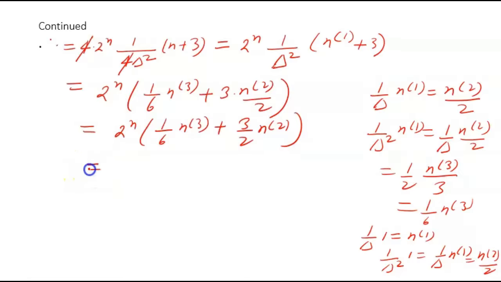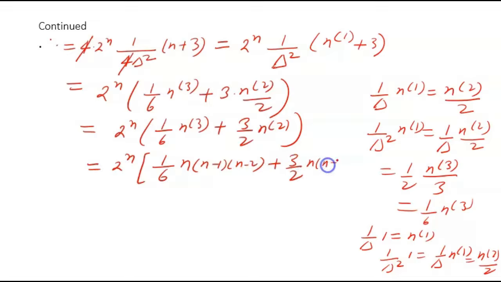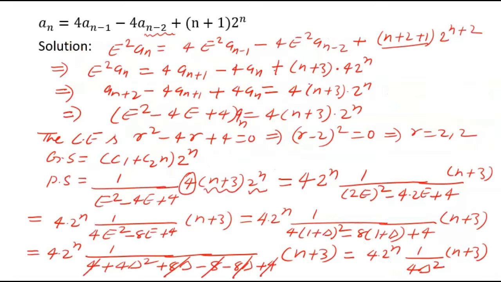As I have told you, there is a practice to write the answer in terms of the regular polynomial. So I can change it. I can write 1 by 6 n into n minus 1 into n minus 2, and this I can write 3 by 2 n into n minus 1. So this is my general solution. We already have seen what is the particular solution. So we can write the combination of both of them.